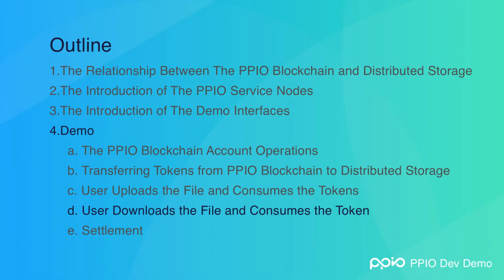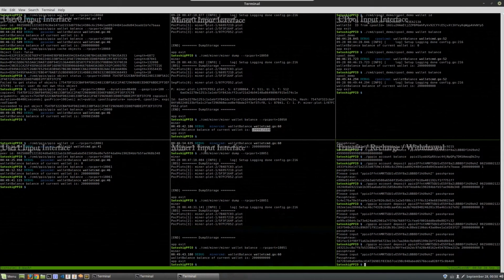Then the following session is for the downloading process. We will use user 1 this time. Before we start downloading, we need to make sure that there is no file in the user 1's account. So we use the cache object command, and the system shows that there is no file in the user 1's account. Then the user 1 is ready for downloading.